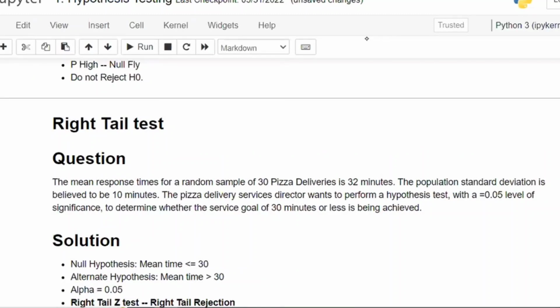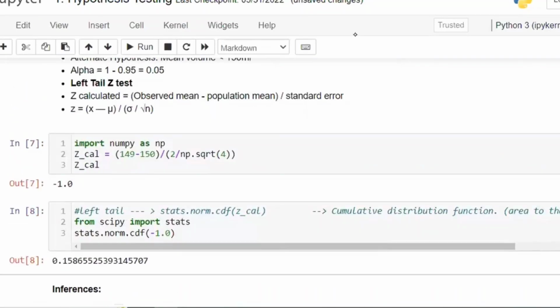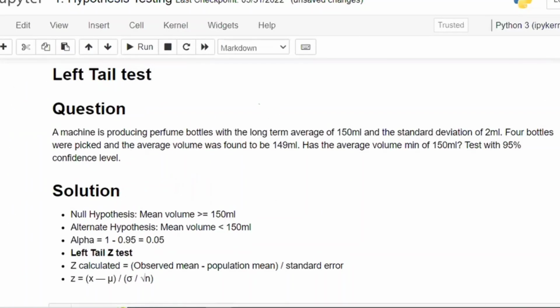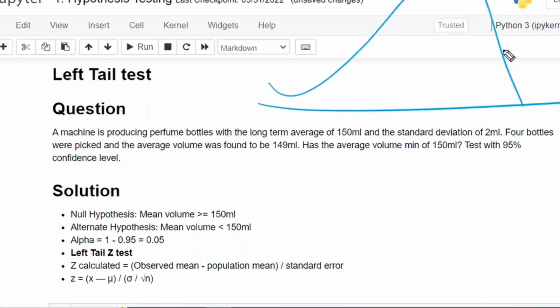Sir, can you explain once again how to select whether it is a left tail or right tail? Simple. Just based on which one you are going to reject. When you reject, if it is more than, that means right tail. If it is less than, that means left tail.